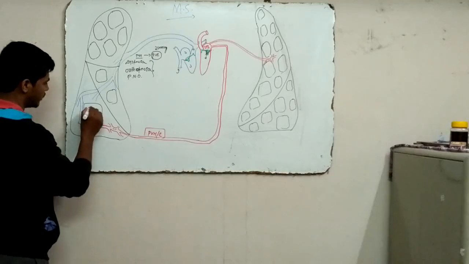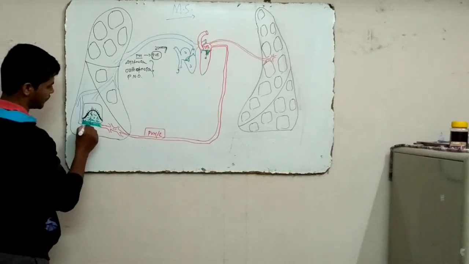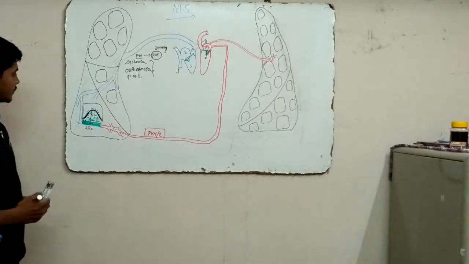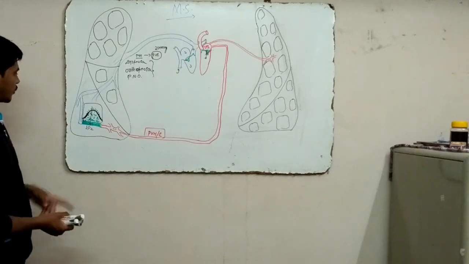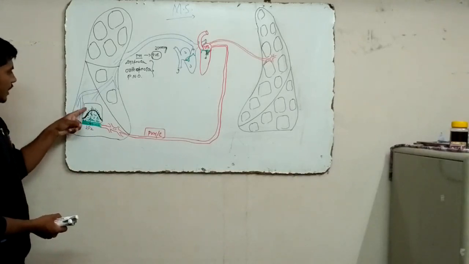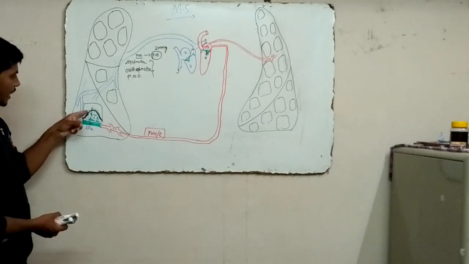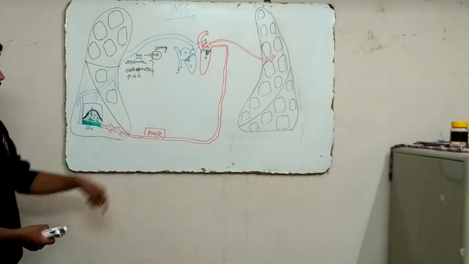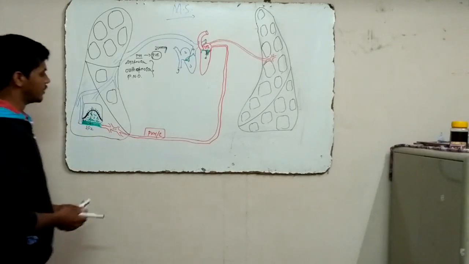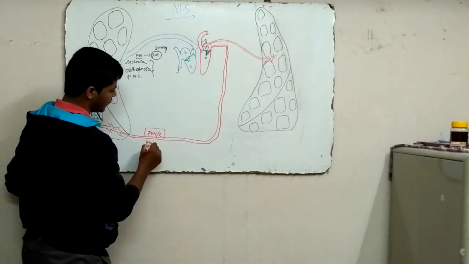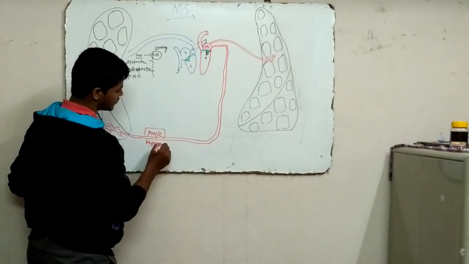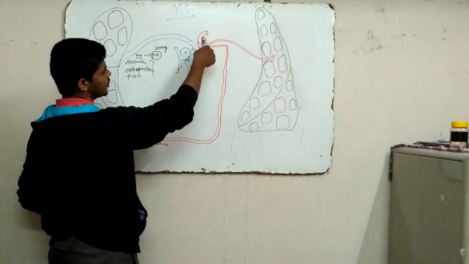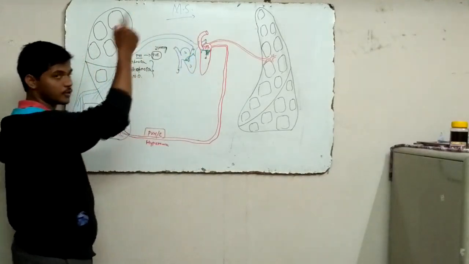So as a result, the diffusion of oxygen is reduced. The diffusion of oxygen is reduced because of the fluid in the alveoli, fluid in the interstitium, and the thickening of the basement membrane. As a result, the pulmonary veins carry less oxygenated blood, leading to hypoxemia. And once there is hypoxemia, this hypoxemic blood will enter into the left atrium, left ventricle, into the aorta, and into the carotid system.